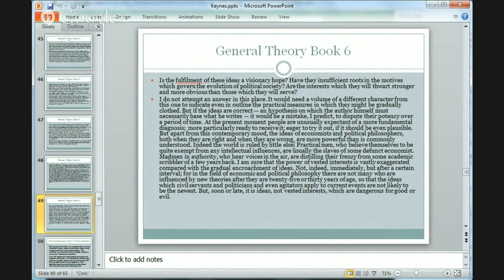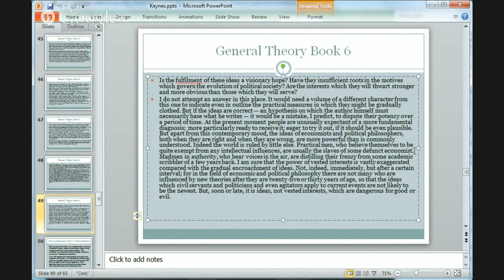Indeed, the world is ruled by little else. Practical men, who believe themselves to be quite exempt from any intellectual influence, are usually the slave of some defunct economist. Here he is referring to the classical economists and their theories of wage and employment. Madmen in authority, who hear voices in the air, are distilling their frenzy from some academic scribbler of years back.